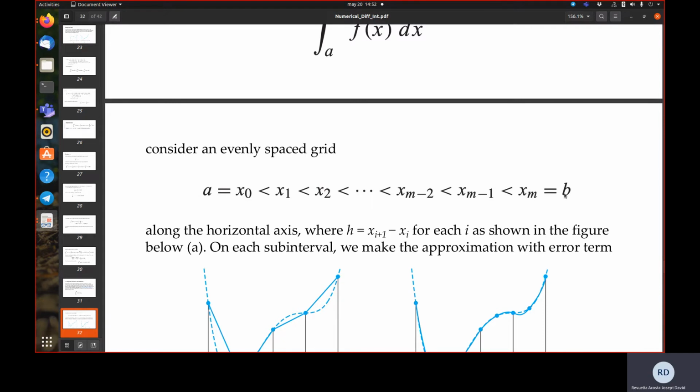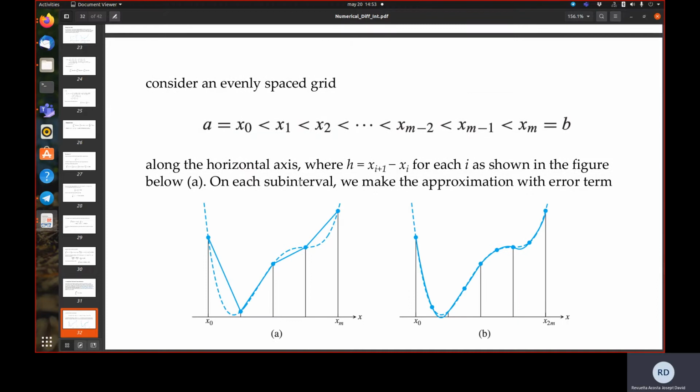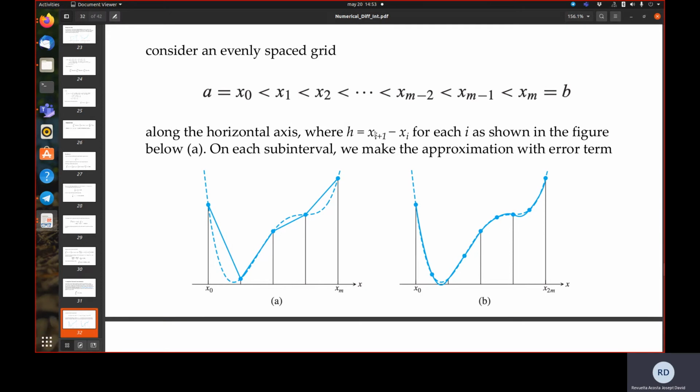However, B has to be the other way around. So xm has to be greater than x m minus 1, x m minus 2, and so on and so on. Okay, so these are the extreme values, and then we are just dividing into several steps. So if you see here, the horizontal axis is characterized with h, the same type of width that we were using before. So h is going to be x i plus 1 minus x i. That's going to be the h value. Okay, and then this is going to be applied for each i, as we can show in this picture.